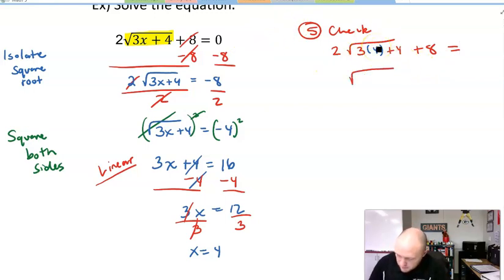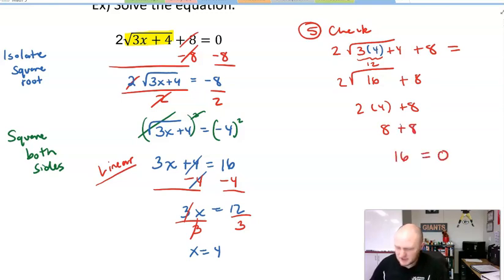Underneath the square root, we have 3 times 4. I know that that's 12. Plus 4 gives us 16. So 2 root 16 plus 8, that's 2 times 4 plus 8. We get 8 plus 8 is 16.